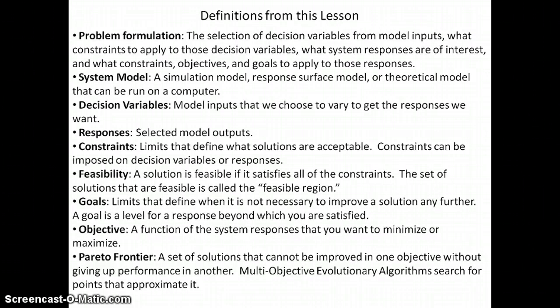I'm going to leave you with the definitions I've presented here. This concludes the presentation.